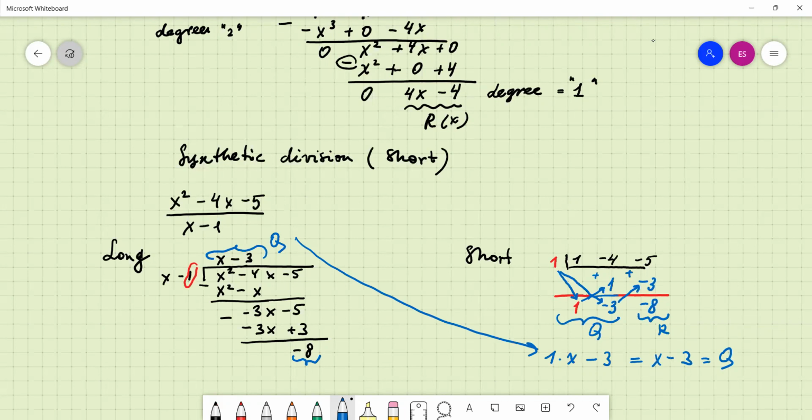It works when you have x minus some number. It can be plus some number, and you are going to consider it as x minus a negative number. But otherwise, that's how we perform short division.